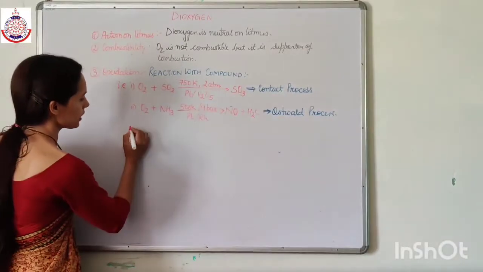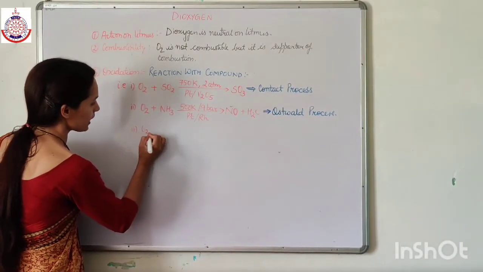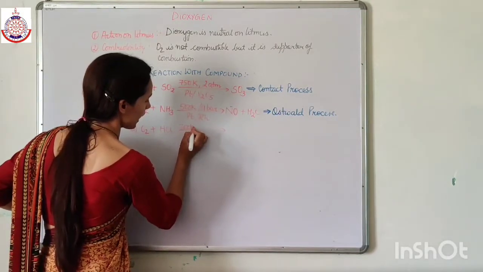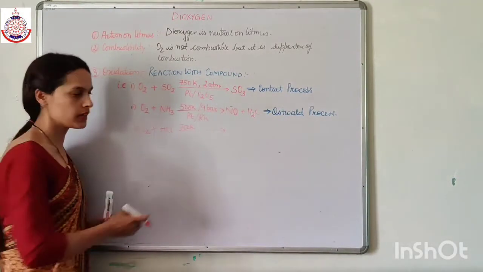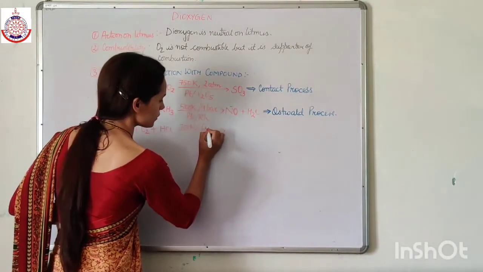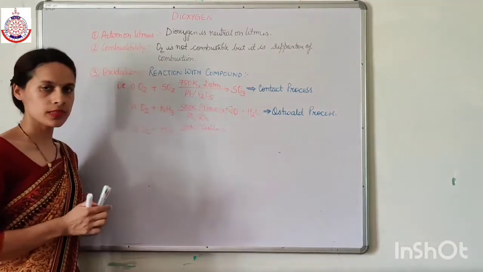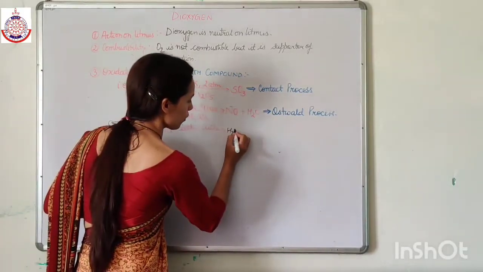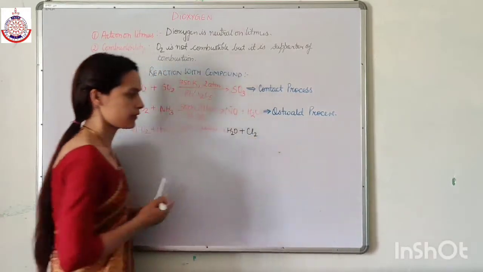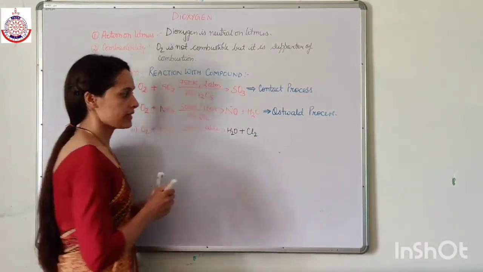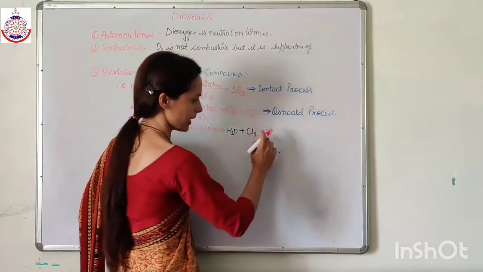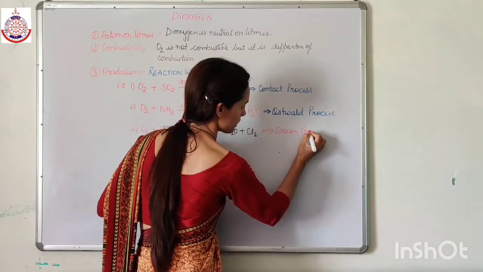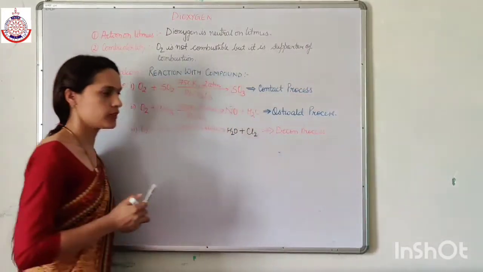Next, third, this dioxygen reacts with HCl at 700 Kelvin in the presence of CuCl2 as a catalyst, and then we get H2O plus Cl2. This is the base step of the Deacon process, which is used in the preparation of chlorine.